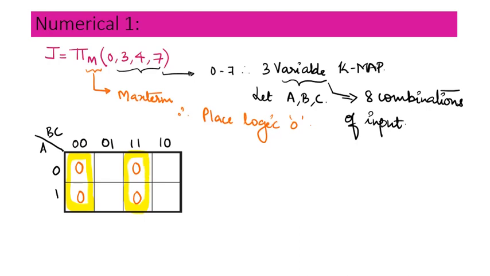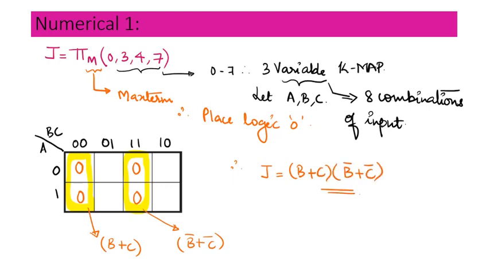So now we can group them. When we group them, we need to group them in powers of 2. So I have yellow groups, that is 2 groups, and each of these groups can be written in terms of a sum term as B plus C into B bar plus C bar.